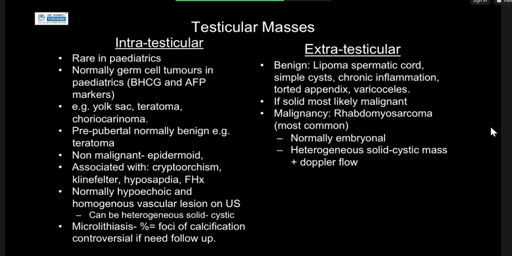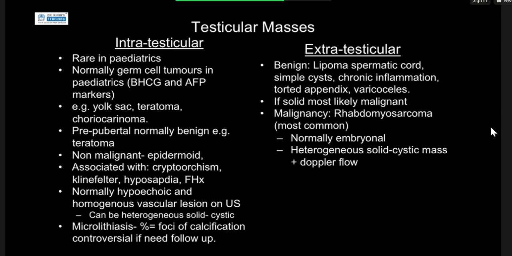Microlithiasis is where you get punctate foci of calcification within the testicle, and it's normally defined as having more than 5 foci of calcification. It's controversial if this needs follow-up. Some people have said it can be a precursor for malignancy, but generally in the UK, we don't tend to follow these patients up unless they have a risk factor for developing testicular malignancies.